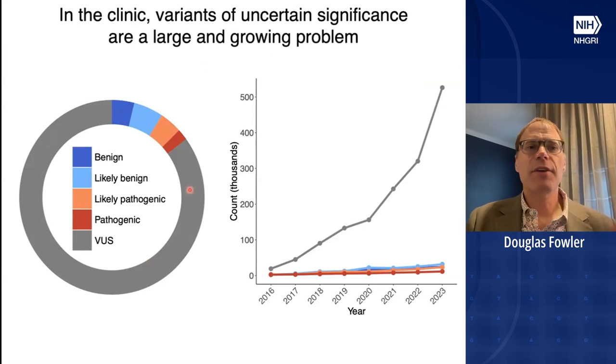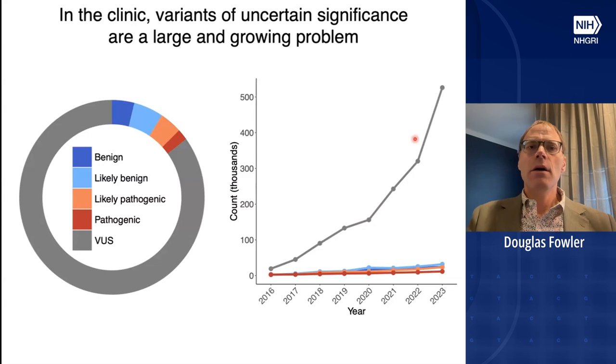So anyway, variants of uncertain significance represent almost 90% of the variants in the ClinVar database, which is the database that holds clinically interpreted variants, and they're sort of exploding over time. That's because we're really good at sequencing genomes and doing genetic tests, but we still are not that good at interpreting what those variants do. So that's where the problem of variant interpretation meets a real practical challenge.